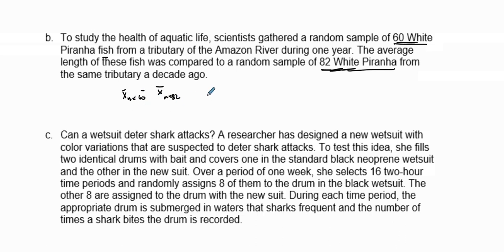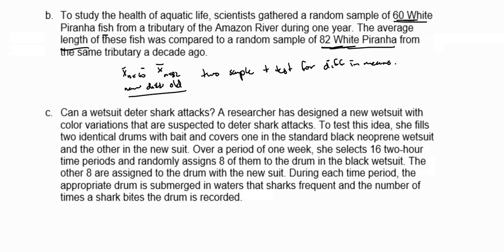So this appears to be a one sample, or sorry, actually a two sample t-test for the difference in means. Difference in means. And in this case, we're going to say fish from their average lengths, because we're taking two different samples, from the old and the new, and the difference between the old. So the difference between two different distinct samples.